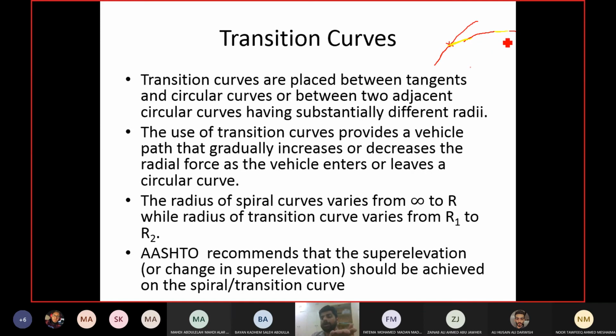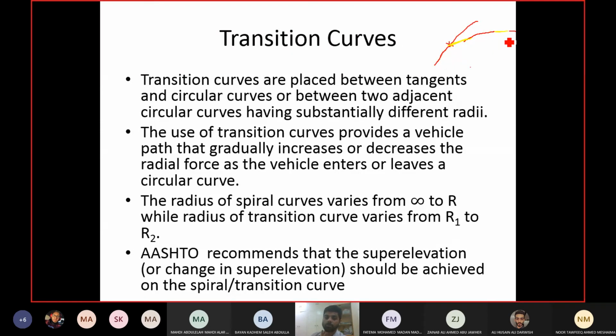If you are going from one curve to another curve, maybe both curves have different values of super elevation. It can happen. So the first curve was designed with a super elevation value of, let's say, 2%, and the second one is designed for a super elevation value of 3%. So again, to change from 2% to 3%, you will do it in the space of the transition curve.